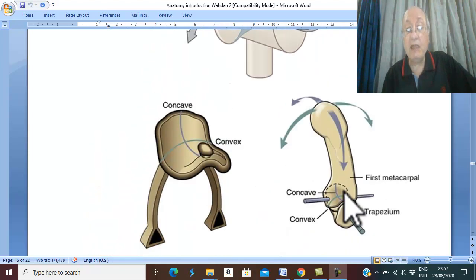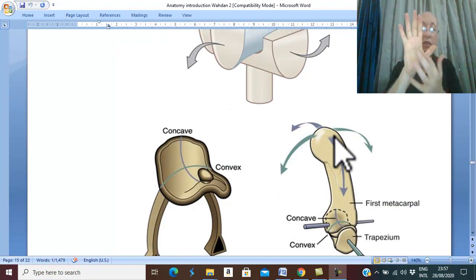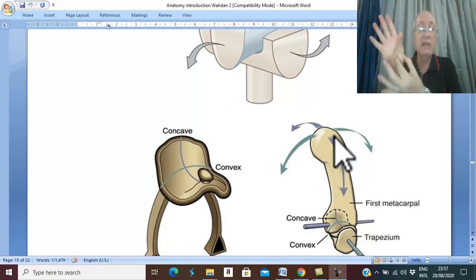This is the typical saddle-shaped joint, between this bone in the hand, called the metacarpals. The joint between the first metacarpal, the metacarpal of the thumb, and the carpal bone. Therefore, the saddle joint is the carpometacarpal joint of the thumb, which is the big finger.